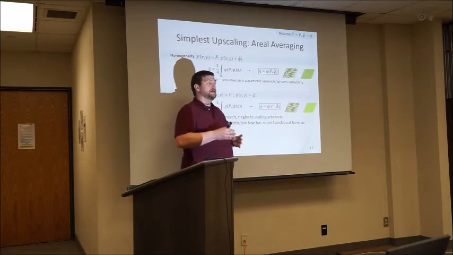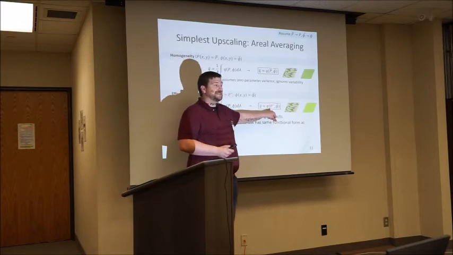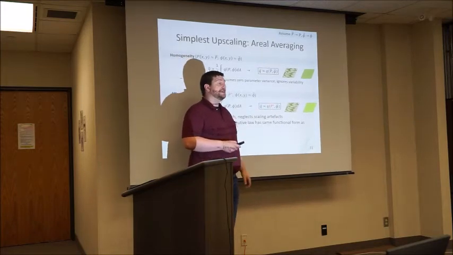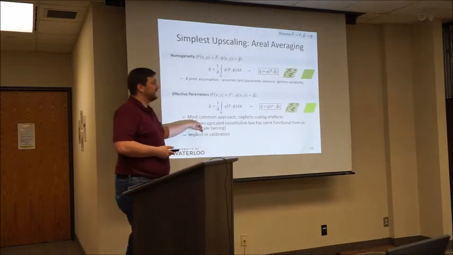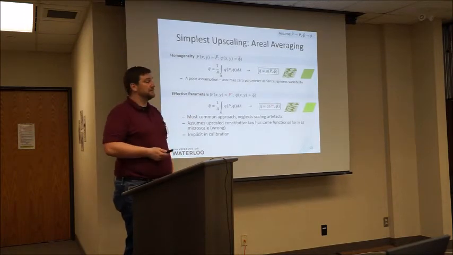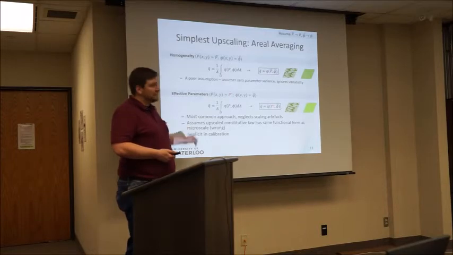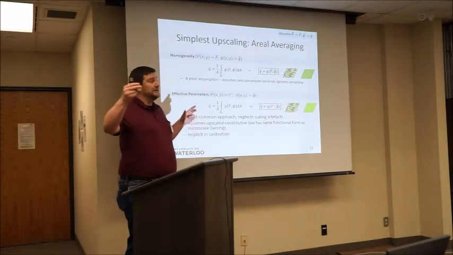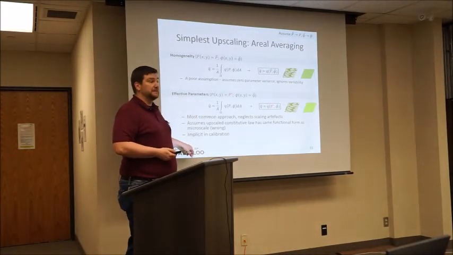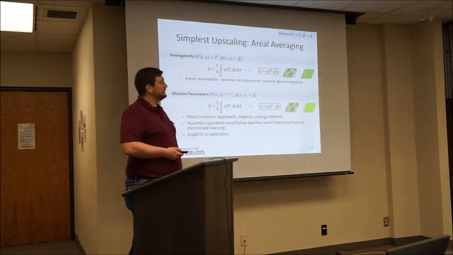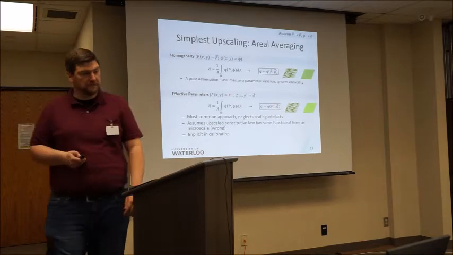We've replaced the average bulk behavior with the point scale behavior, which again is not correct. It neglects any of the artifacts that can come from scaling, and there are quite a few. I'll show some examples of that. It assumes the constitutive law is the same at the large scale as at the microscale, which again is typically wrong. But this is the approach that we typically get with calibration of mesoscale models.